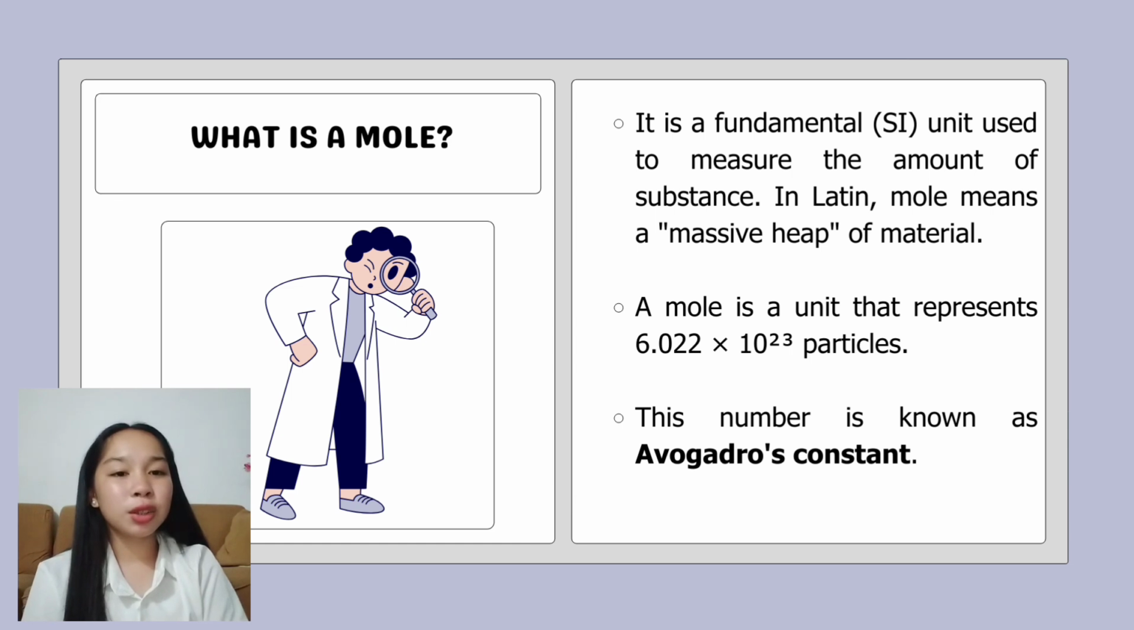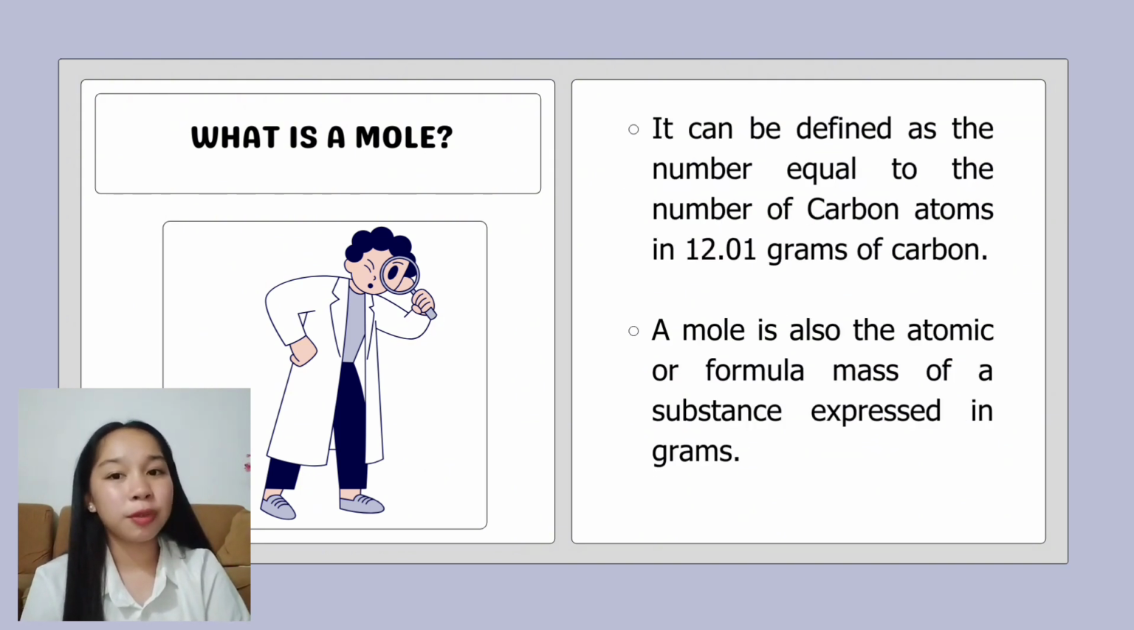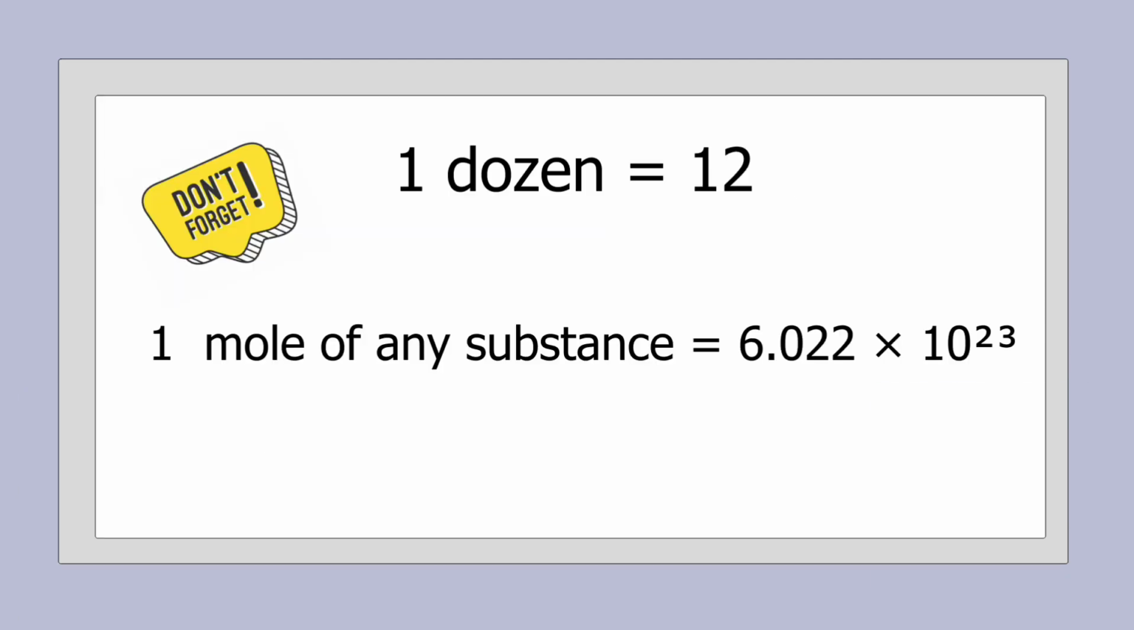A mole is an SI unit used to measure the amount of substance. The term mole means massive heap. So, 1 mole contains 6.022 times 10 raised to the power of 23 particles. This is called Avogadro's constant. A mole can also be defined as the number of atoms in 12.01 grams of carbon.